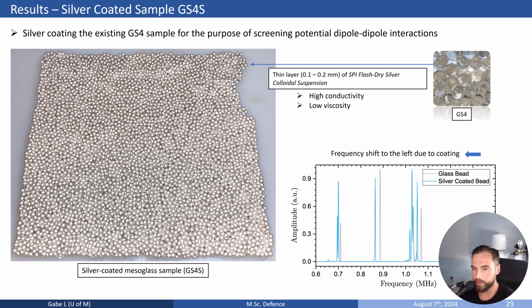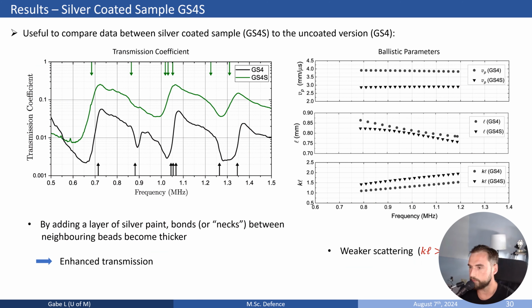When we measured the resonance frequencies of the coated and uncoated sample, we see a shift to the left as a result of the coating, unlike when you add beads to the system, where you see a shift to the right. Here are the results for the transmission coefficient. We see a lot more signal coming through at all frequencies, and the dip at 0.9 has completely disappeared as a result of the coating. As you add a coating, you increase the bond size between each bead, and so you lose scattering, or the spherical nature of each bead gets lost in a sense.